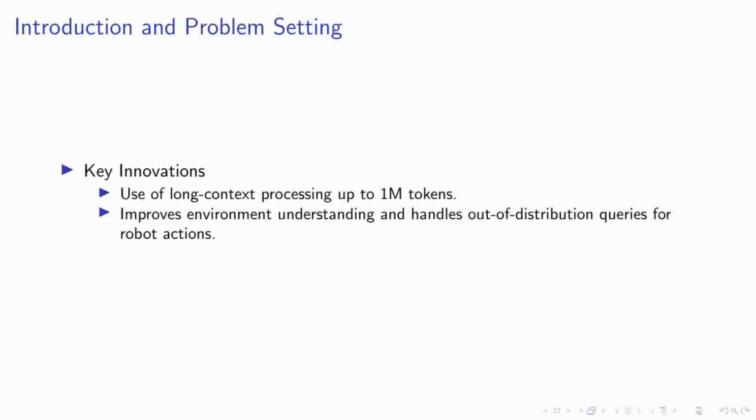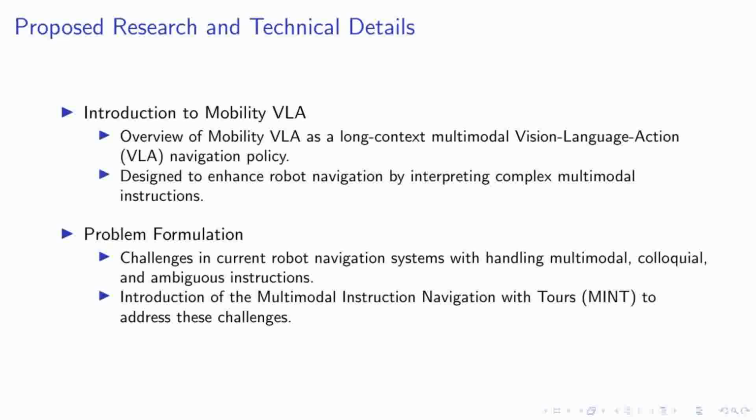These innovations mark a significant step forward in our quest to develop more intelligent and adaptable robotic systems. Let's delve into the core of our research, focusing on the Mobility VLA, a pioneering navigation policy that leverages long-context multimodal vision language action, VLA, capabilities. This innovative approach is specifically designed to enhance robot navigation by adeptly interpreting complex, multimodal instructions that are often colloquial and ambiguous in nature. Addressing the challenges faced by current robotic navigation systems, we introduce the concept of multimodal instruction navigation with tours, or MINT.